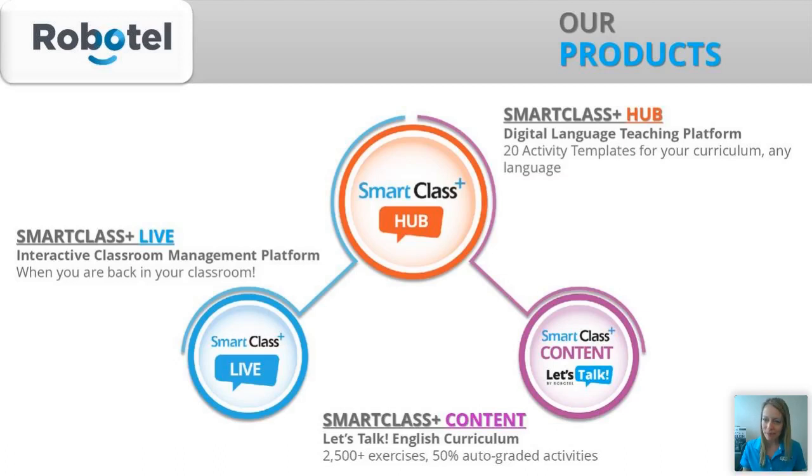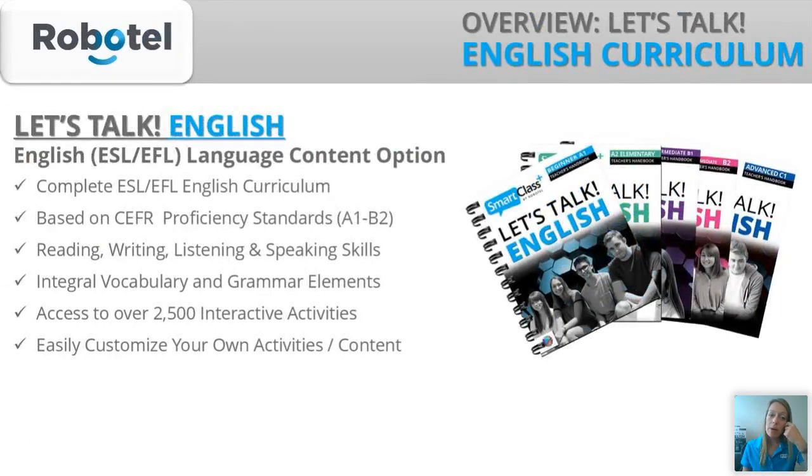So a little bit more about our English curriculum before I give you a sneak peek to it all. It is a complete ESL, EFL English curriculum. It is based on the Common European Framework Proficiency Standards. So that means we have all the way right now from A1 to B2. That's like level 1 through level 4. We're working on some of those more advanced levels as well, so stay tuned.